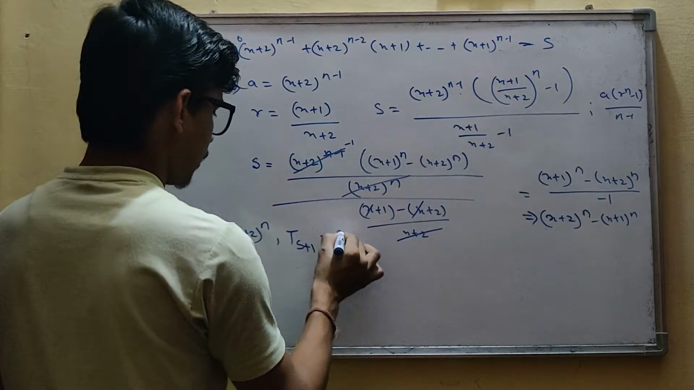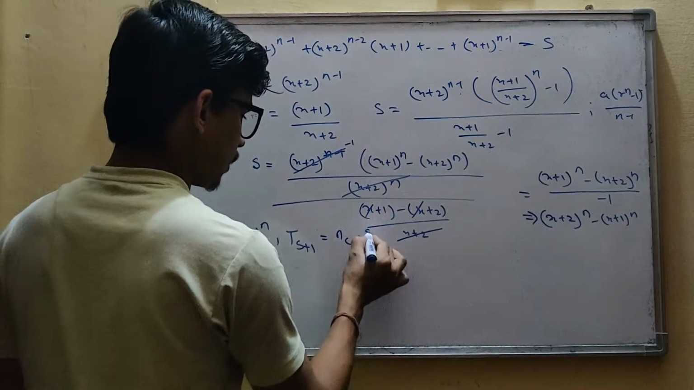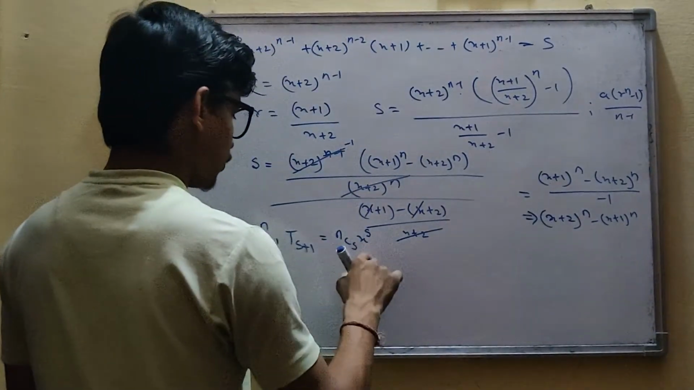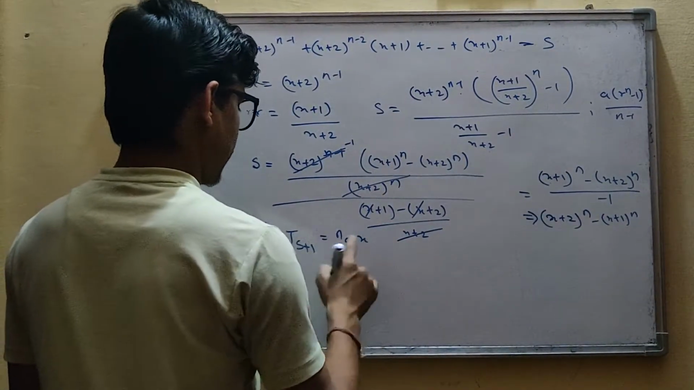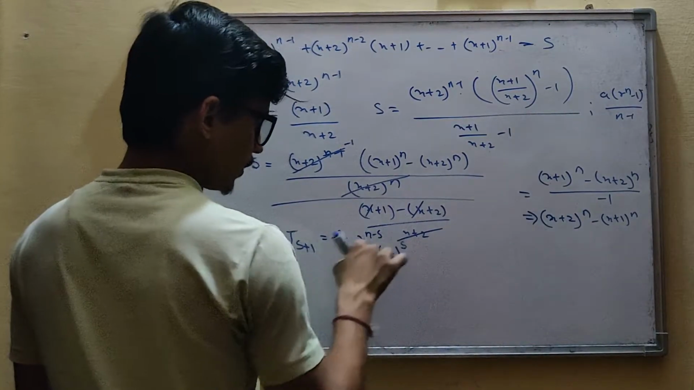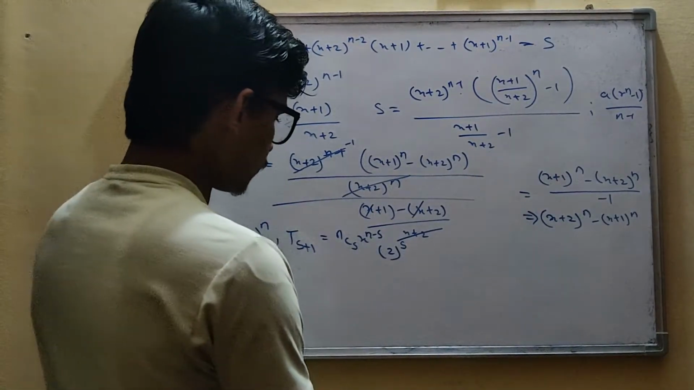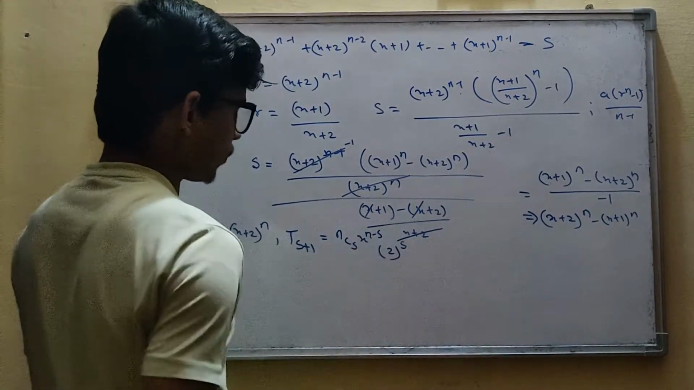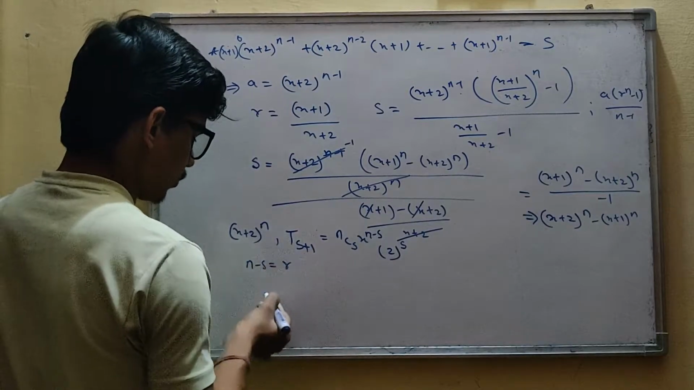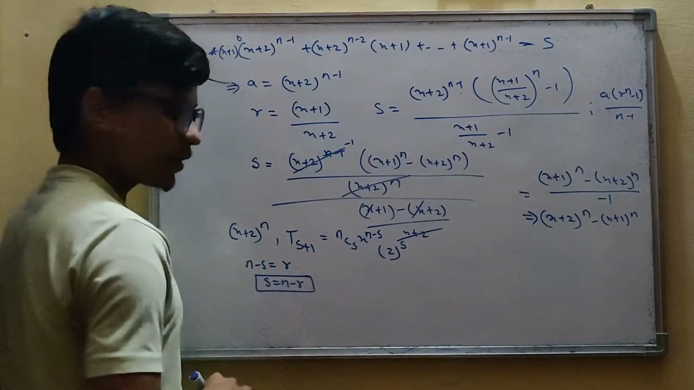Okay, so it is going to be nCs, x to the power n minus s and 2 to the power s. Remember that it is s. Okay, now we are interested to find the power of x to be r. So n minus s should be r. So what is s? s is n minus r. So s becomes n minus r.